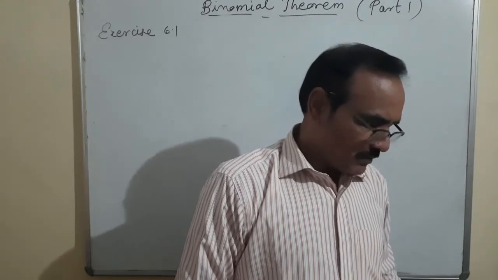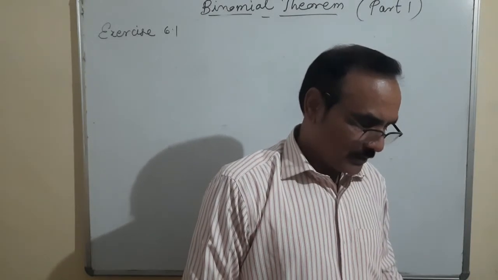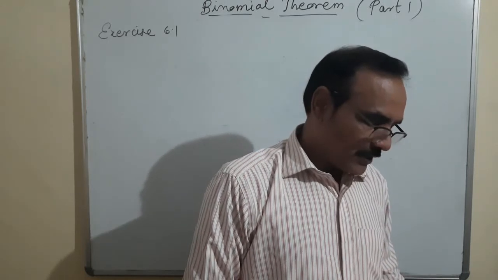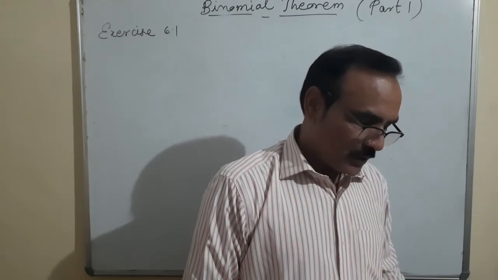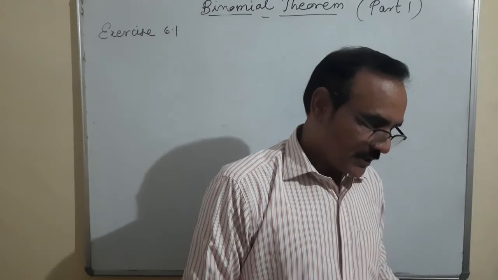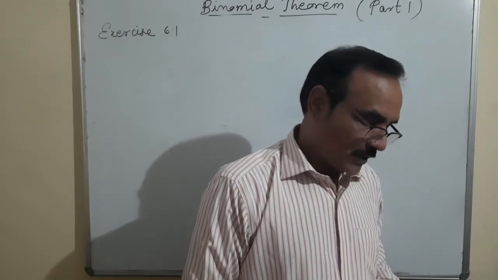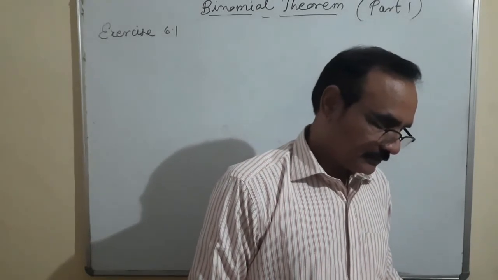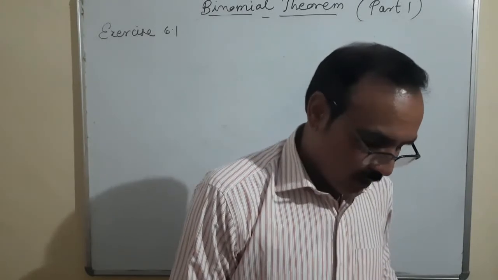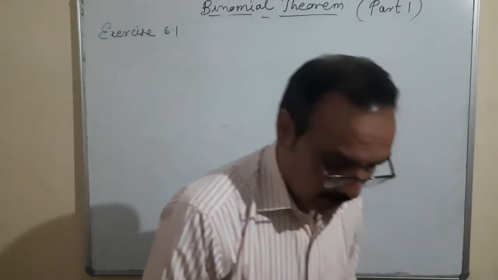So these questions number 6, 7, 8, 9, I think you can solve them, there is no problem. Using binomial theorem indicate which number is large, 1.1 to the power 10,000 or 1,000. Okay, 1.1 to the power 10,000.